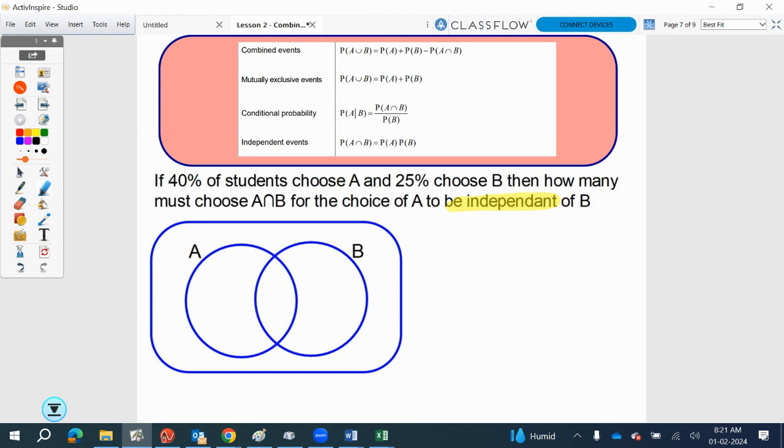Turn to your formula sheet. Is there one of the formulas that talks about independence? There is. Independent events. So simply just use the formula. This says that if two events are independent, then the intersection of A and B must be equal to the probability of A times the probability of B. You do 0.4 times 0.25.